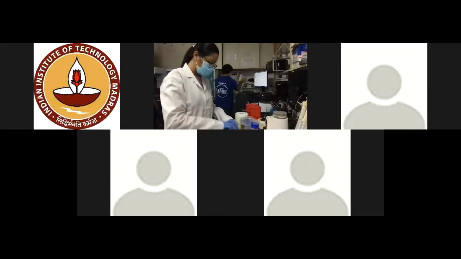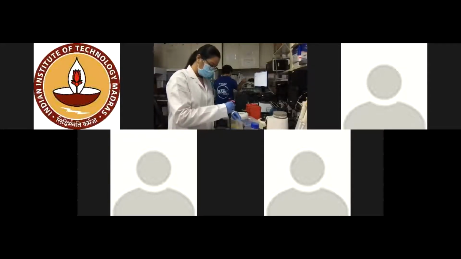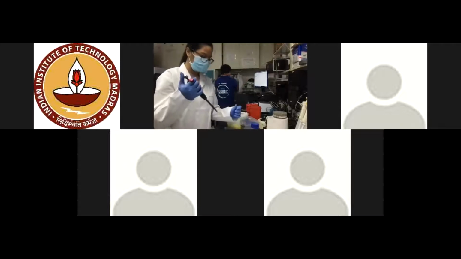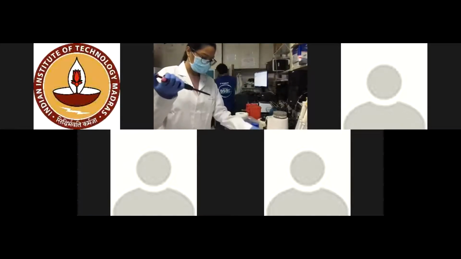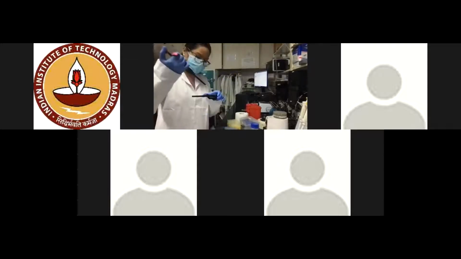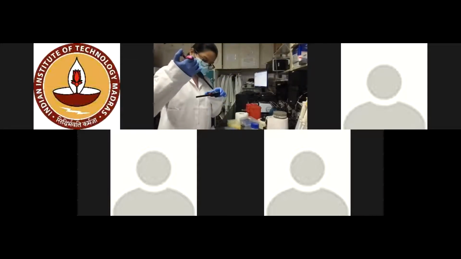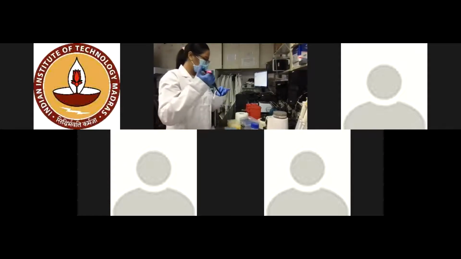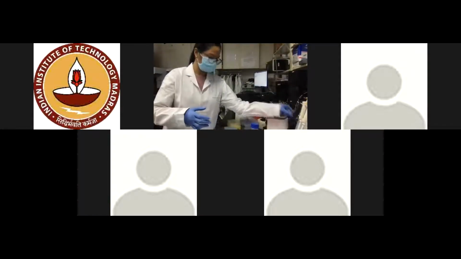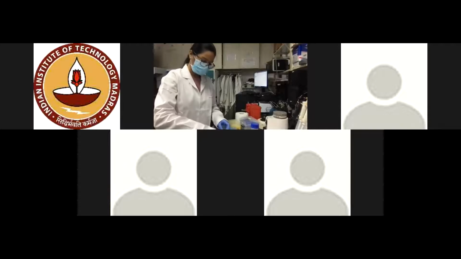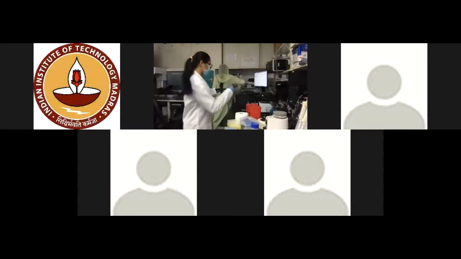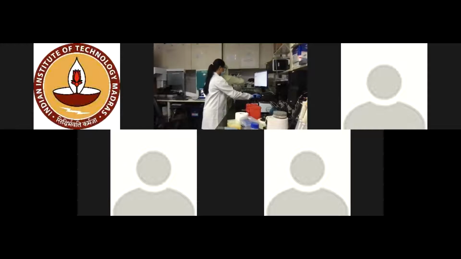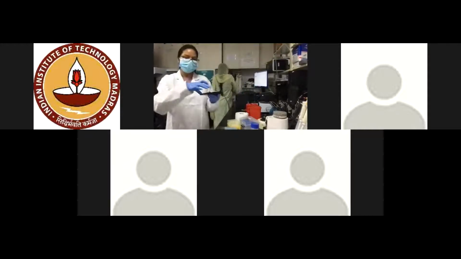And after the blank, which is the 0.1% FA, now I'm going to add the digested peptide. Again, 2 microliters will be used in the same spectrophotometer plate. And this is the spectrophotometer. So I'll just place it here.